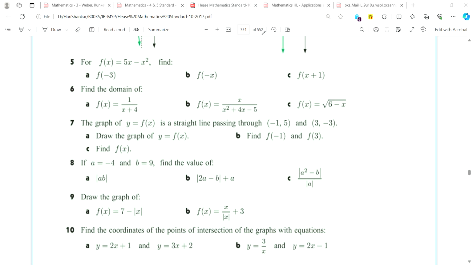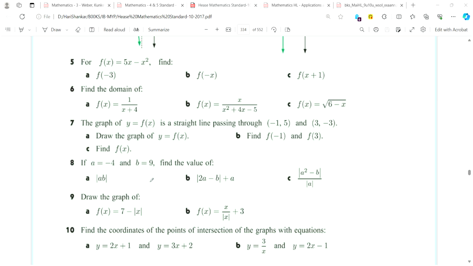So only this x value makes my function undefined. Otherwise, all the x values are fine. So how do I write the domain of this function? I'll write domain as x such that x belongs to real numbers except x should not equal -1. This is my domain. Are you getting this?